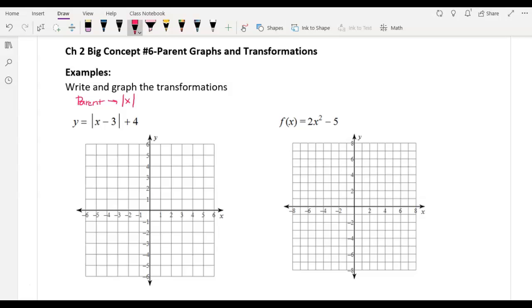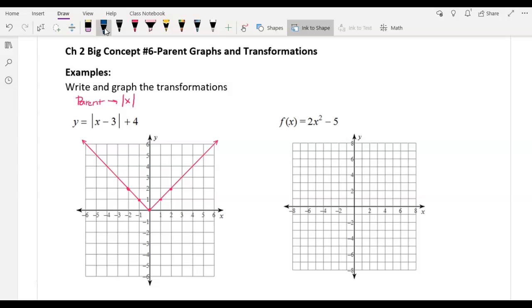So I know that the absolute value of x is negative 2, 2, negative 1, 1, 0, 0, 1, 1, 2, 2. It is that distinct V shape, so I'm going to draw the V shape. All right, so my parent is here in the pink. Now, I need to figure out what my transformations are.